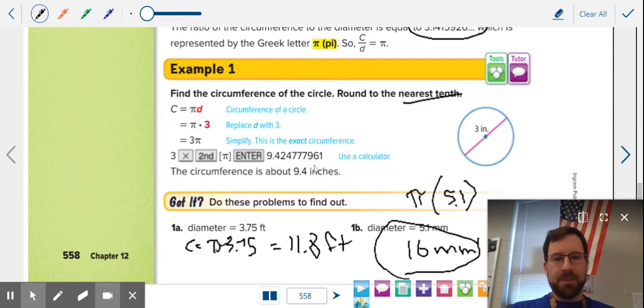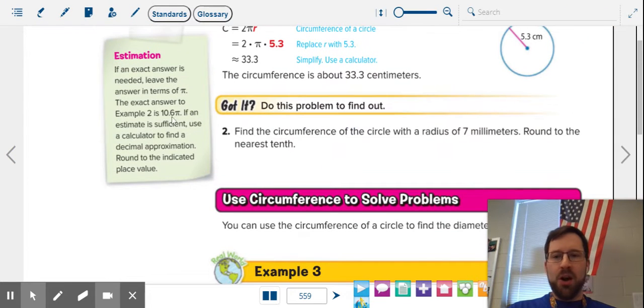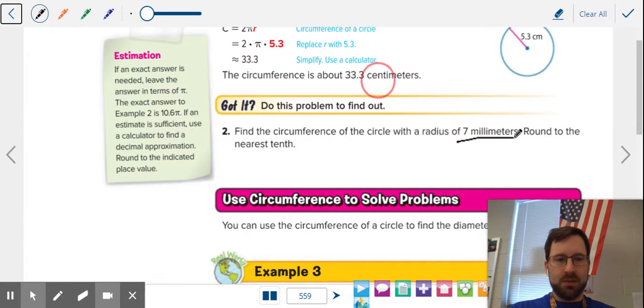Okay. So, what do we do if we know the circumference, but don't know the radius? Wait, hold on. That's a different problem. Sorry, I got ahead of myself.